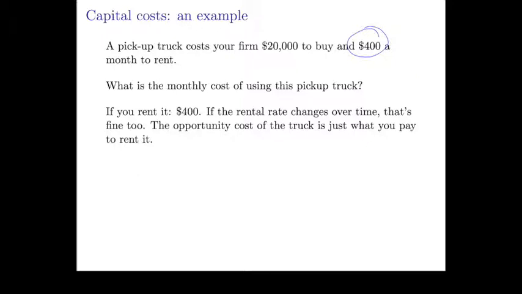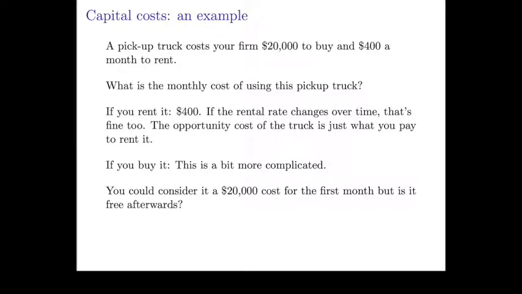If the rental rate changes over time, well, the cost changes over time. And the opportunity cost of this truck is just whatever you pay to rent it, because you could use those $400 for something else. So in the case of renting the truck, it's obvious. What if you buy it? Things get a little more complicated.